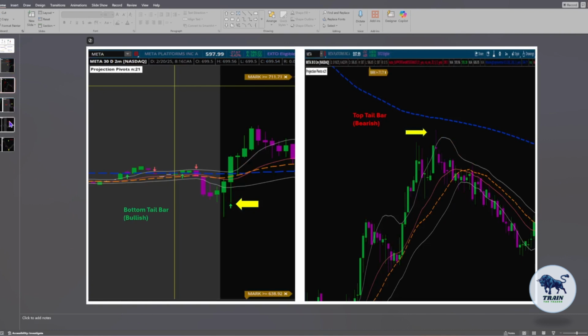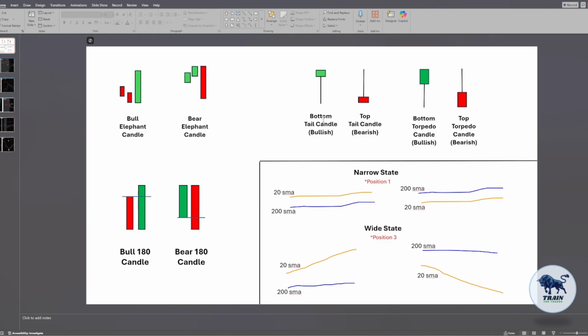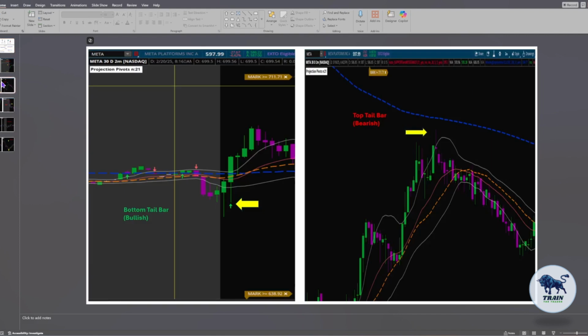Bottoming tail bars. So remember, these can be a bottom tail bar, a top tail bar, or the torpedo. Torpedo, remember, the key is the length of the wick or the tail, right? So we got a bottom tail bar here, long wick, long wick. This first one would be considered a torpedo. And these are actually dual bottoming tail bars, so that's a very bullish sign. Very bullish.